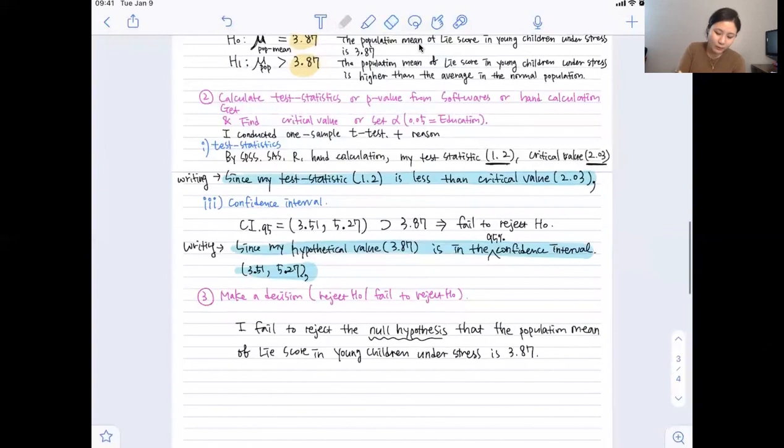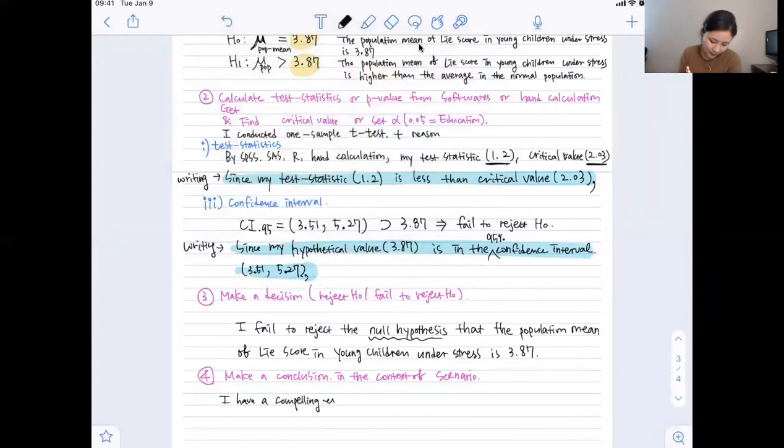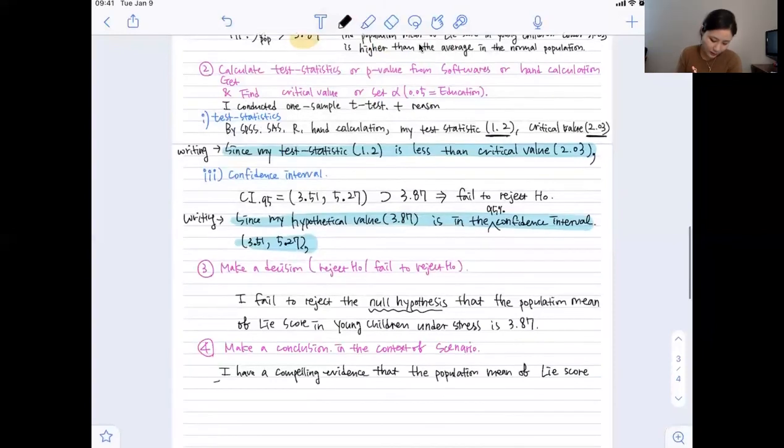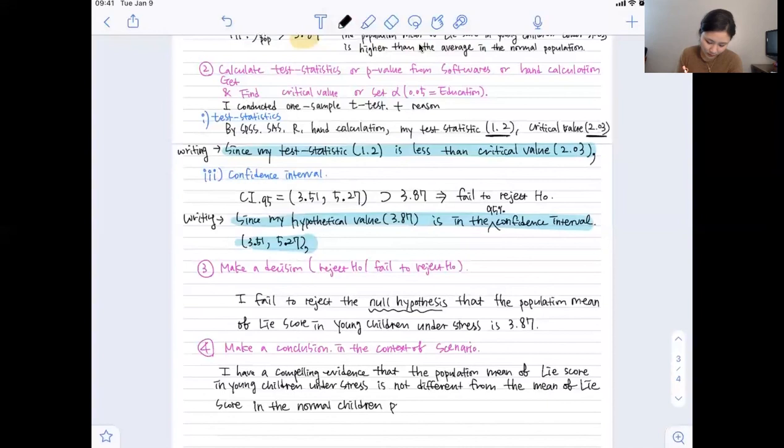And then we need to make a conclusion in the context of the scenario. So I have compelling statistical evidence that the population mean of lie score in young children is not different from the population.